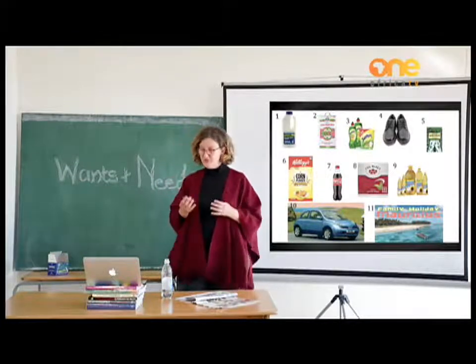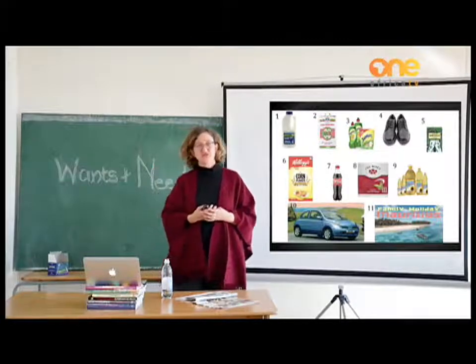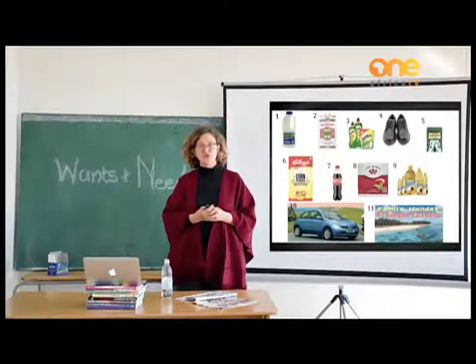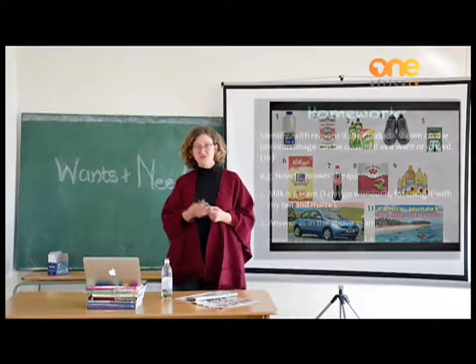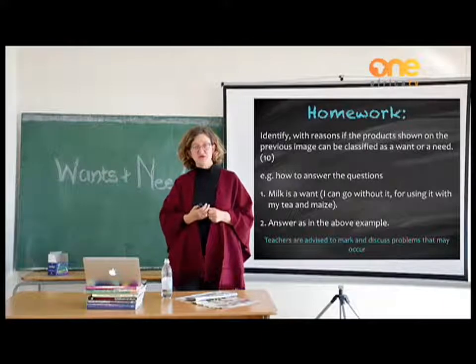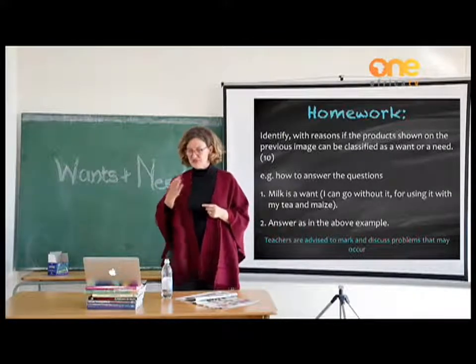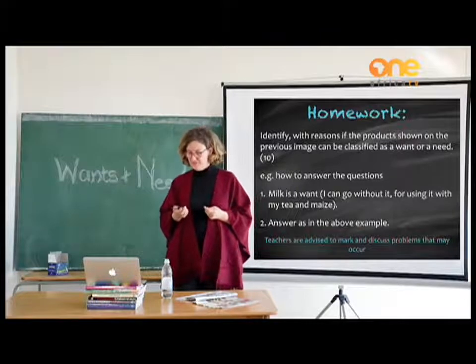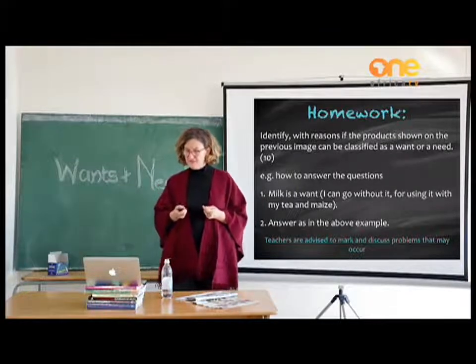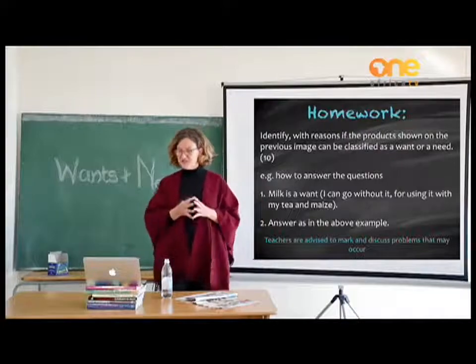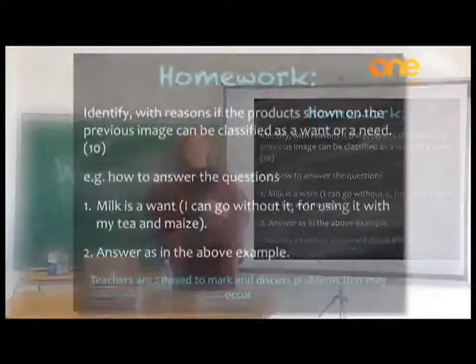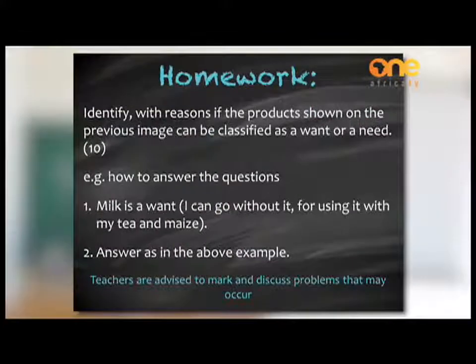But for the other products on this PowerPoint given to you, from 2 to 11, you must indicate next to each of them. Write the product's name, like textbooks, which is number 5, for example. Then you write textbooks, you decide if it is a want or a need, and give a reason for that. So you do from 2 to 11, and that can also be marked as a 10-mark homework question.